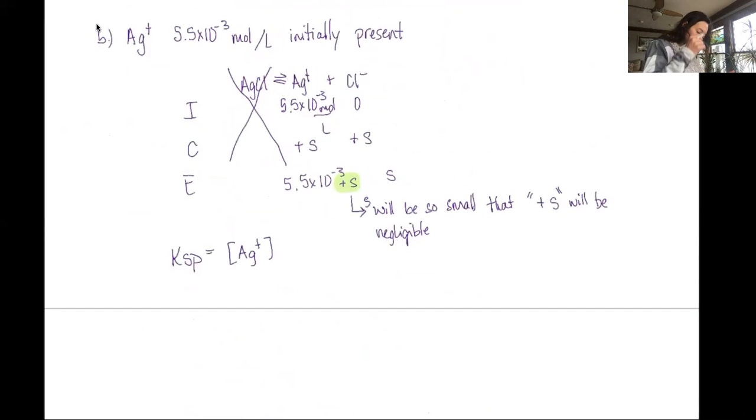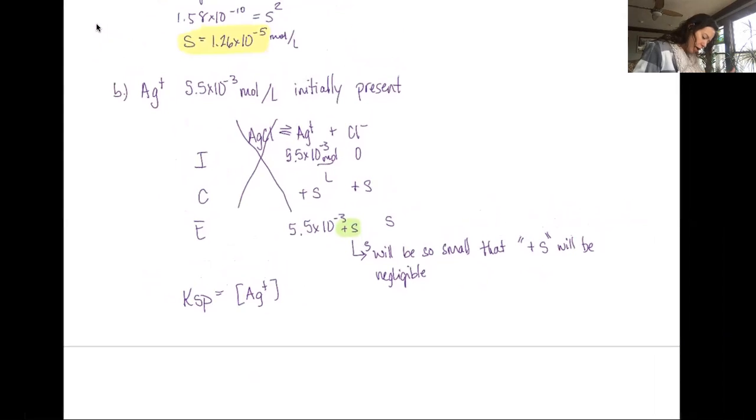Actually, I've made a mistake here. So I might as well start over. No, I didn't make a mistake. I'm sorry, I didn't make a mistake. Is going to be equal to this. I just totally messed myself up.